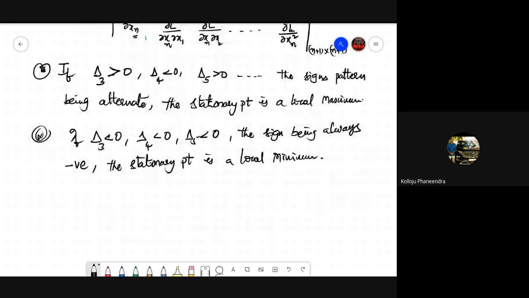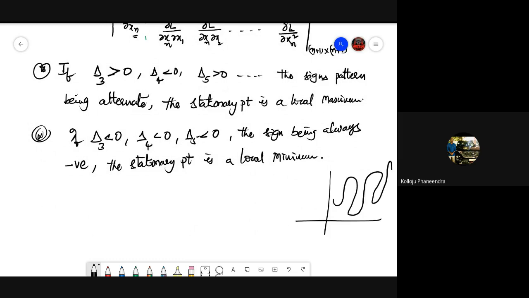Okay, what is meant by local minimum and local maximum? If I consider a curve like this, this is a minima. If I consider a curve like this, this is another minima. These are all local minimas. Same logic, local minima, and this is the global minima.